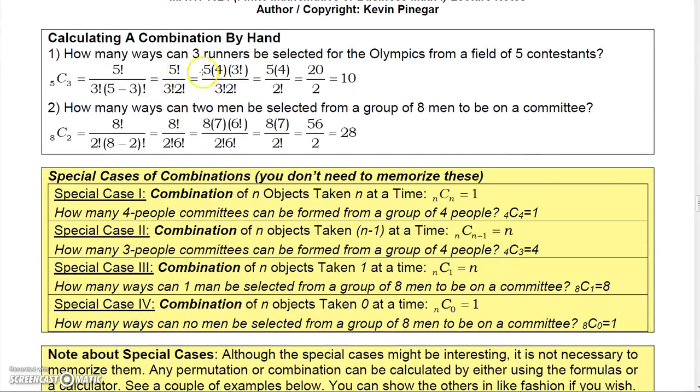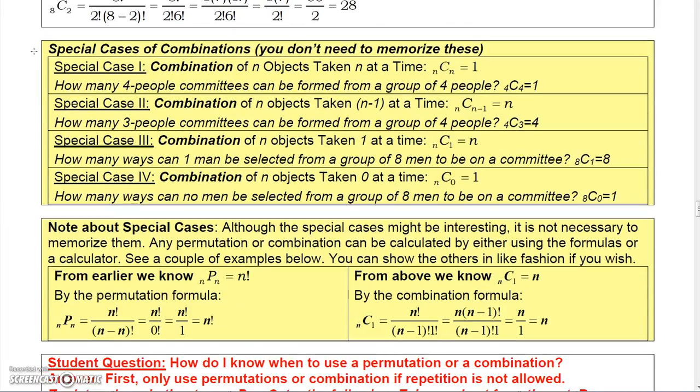You can see here you can calculate a combination by hand. 5C3 would be 5 factorial over 3 factorial, 2 factorial, and then you can write 5 factorial as 5 times 4 times 3 factorial. Then you can cancel the 3 factorials, and you just get 5 times 4 over 2 factorial, which is 20 over 2, which is 10. And you can read the next one if you need to. You can pause the video.